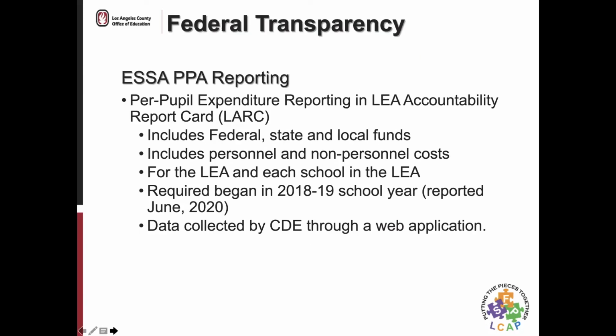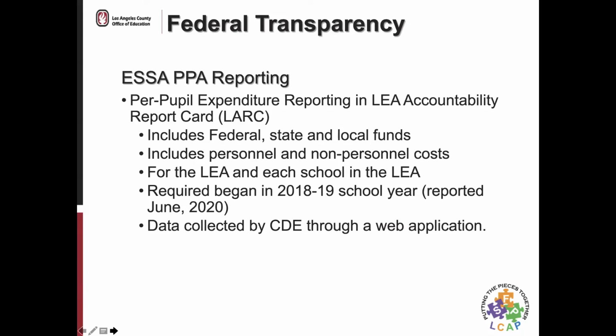There we are. Federal transparency. And again, we mentioned this briefly, ESSA per pupil reporting. That started last year, and includes all your state, federal, and local funds, personnel and non-personnel costs, by LEA and for each school in the LEA. It began in 18-19, and it's going to be reported again this year.